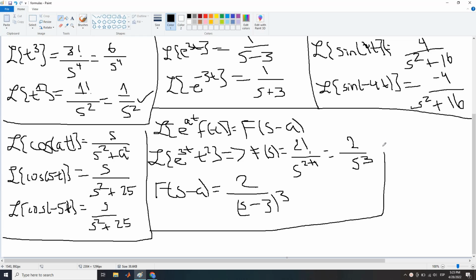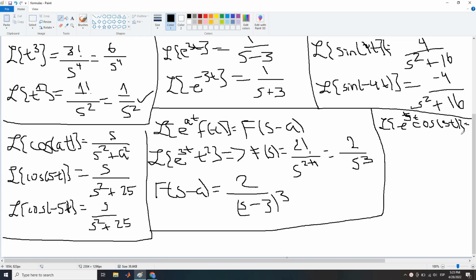Let's do another example just to make things a little bit more clear. So if you have the Laplace transform, for example, of a function e to the power of, let's say, 5t multiplied by a cosine of 3t.